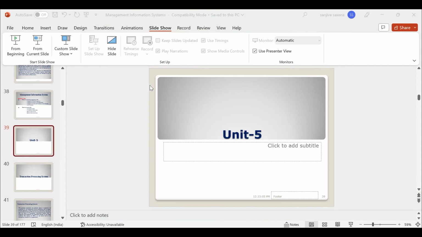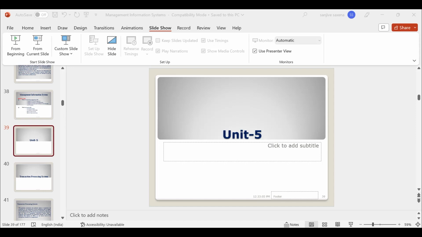Hello, welcome back. We are now moving into Unit 5 of the Management Information System, right? Earlier we have covered Unit 1, Unit 2, Unit 3, Unit 4, and now we are covering Unit 5 of the Management Information System, right?